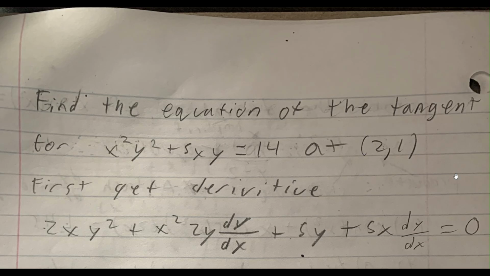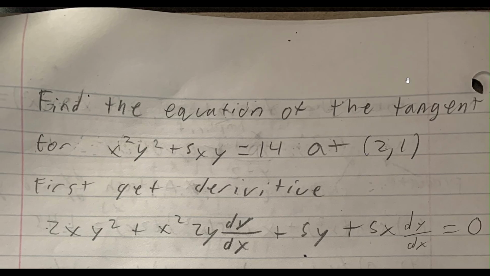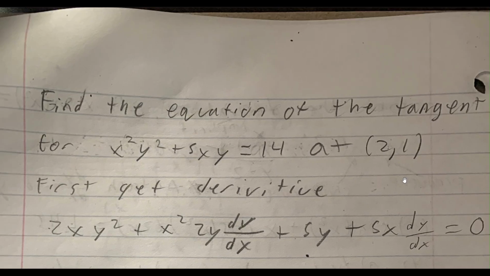So now we will be finding the equation of the tangent for x squared times y squared plus 5xy equals 14 at the point (2, 1). So the first step in getting the equation of the tangent is to get the slope of the tangent, which is gotten through the derivative. And then once we get the derivative, we can plug in the point, which then gives us our slope.